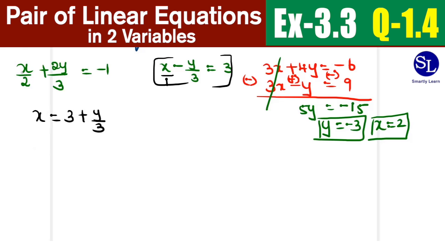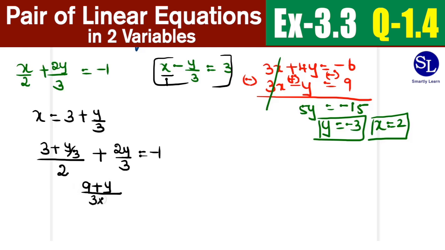Now I'm going to put it in the first equation. So 3 plus y by 3, the whole thing divided by 2 plus 2y by 3 is equal to minus 1. So let's rearrange this. I have to take an LCM in the numerator first. So this will become 9 plus y divided by, the 3 has also come down. I already have the 2 plus 2y by 3 is equal to minus 1.